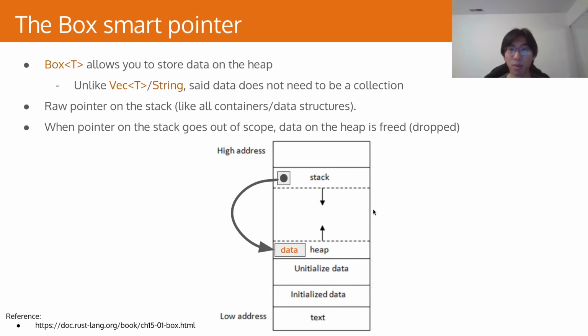The core smart pointer that we will introduce is the Box, right? Unlike vectors or strings, the data that's stored inside the Box doesn't need to be a collection. It lets you store any arbitrary type of data on the heap. How the Box works under the hood is that the raw pointer is on the stack. So the physical pointer on the stack holds the address of where the data is in the heap. And when this pointer on the stack goes out of scope, Box will automatically free the data on the heap. So you don't have to manage it manually with new and delete.